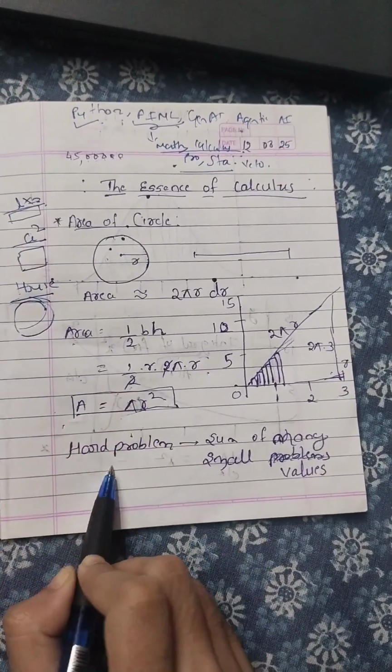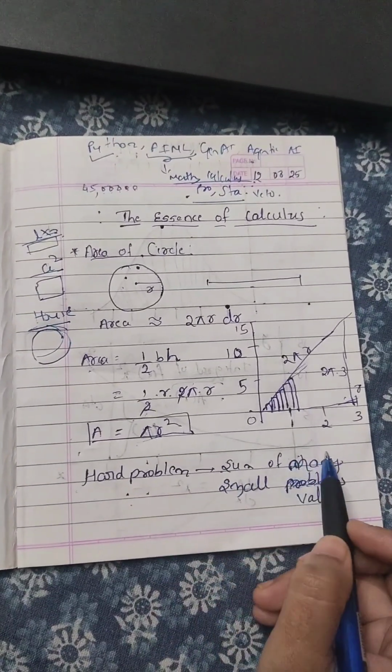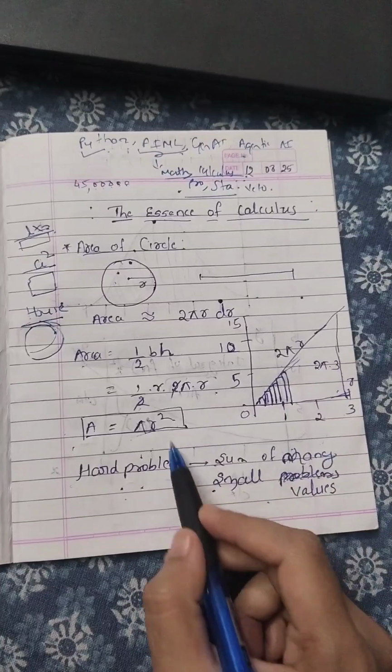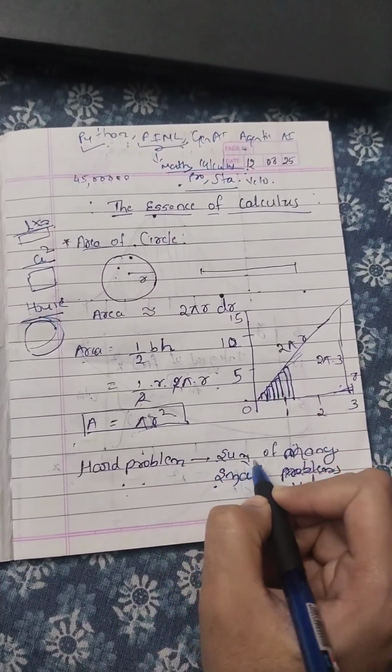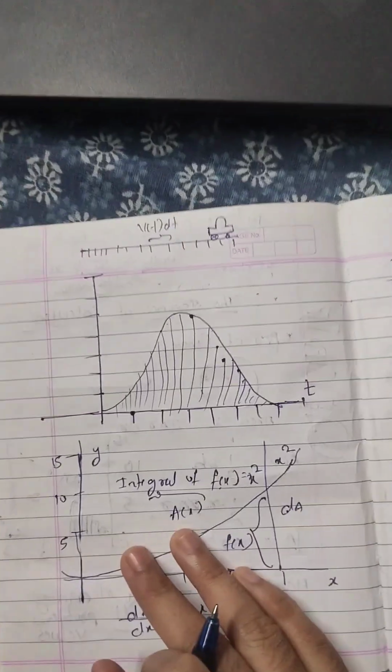And a hard problem, how do we solve a hard problem? It means the sum of many small values. Sum of many, next small values. This is how we are solving that.